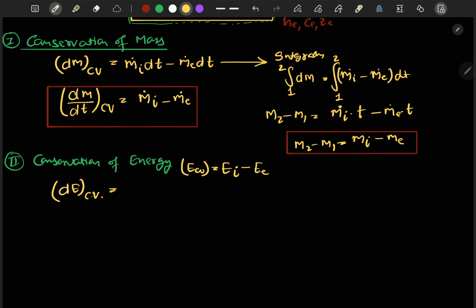So dE_CV we can write in terms of m dot i into (h_i plus C_i square by 2 plus g z_i) into dt, plus Q dot into dt.